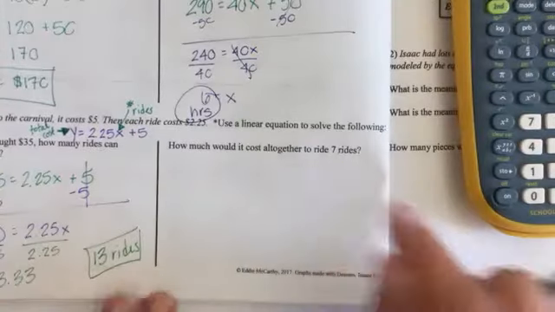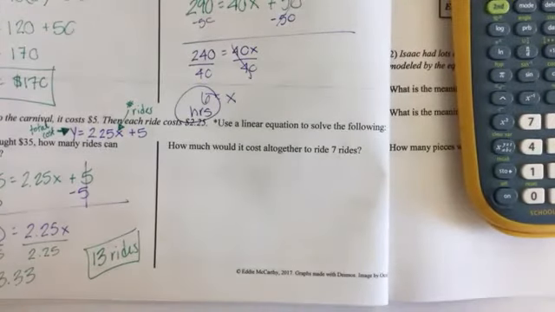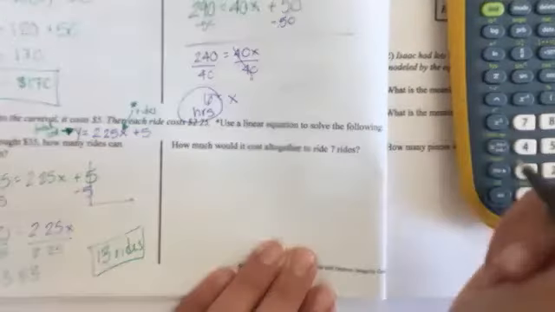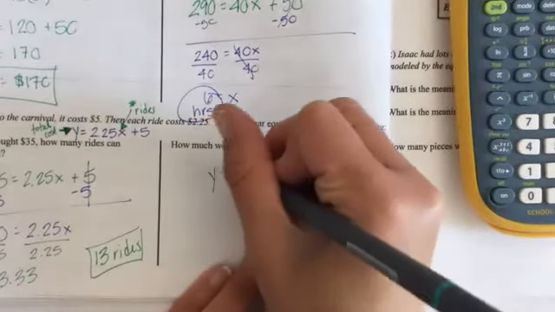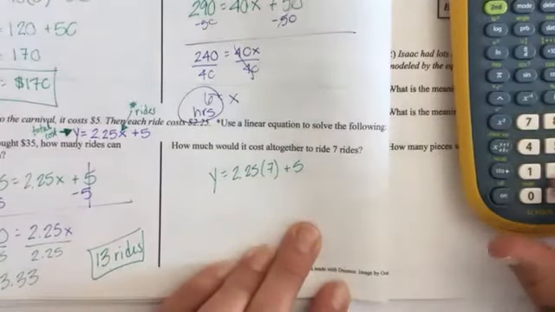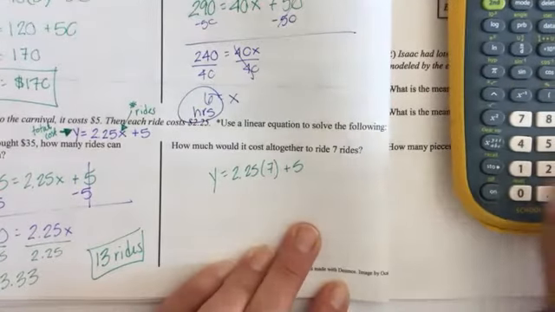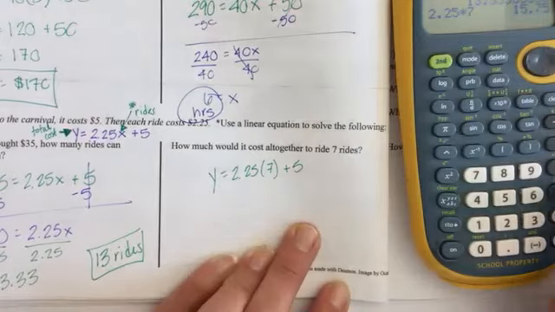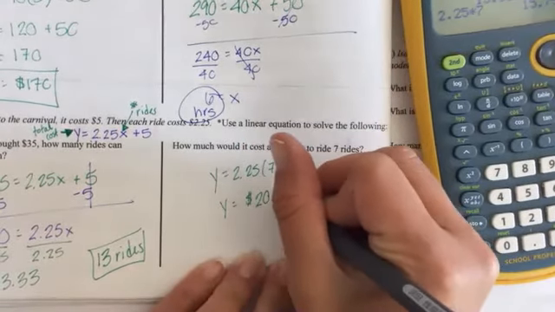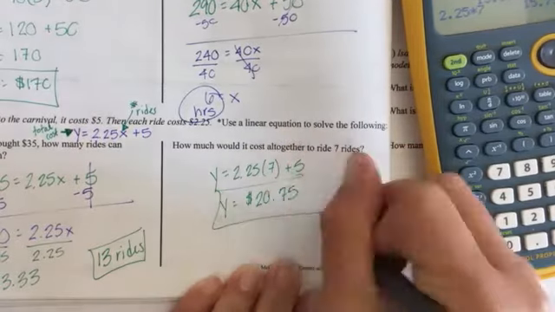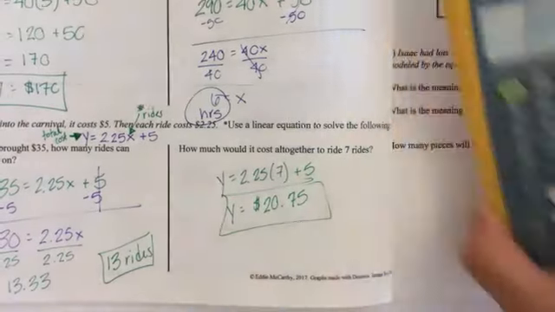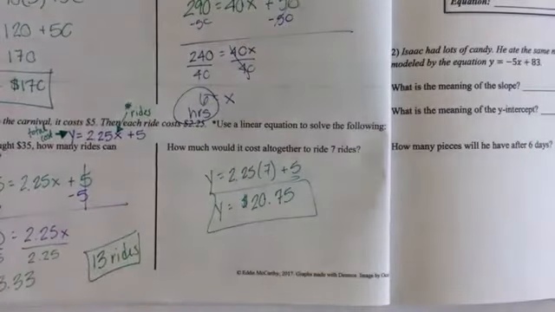Okay, so then it says, how much would it cost altogether to ride 7 rides? Macy, what do you think we're going to do? Put 7 in for X, good job. Okay, so 2.25 times 7 gives us 15.75, and then plus 5 would give us $20.75. Okay, lots of notes together.